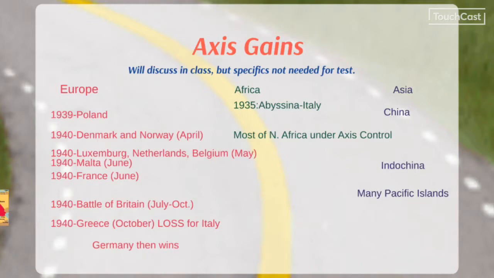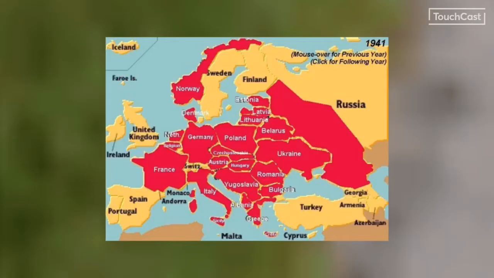We talked about the gains. You don't need to know all of these countries and the years, but basically Europe was overrun by Germany, Northern Africa by the Axis powers led by Italy with German help, and Japan was running rampant in Asia and in the Pacific. They were pretty much unchecked. And these are the maps that show this, 1941, after the invasion of Russia.